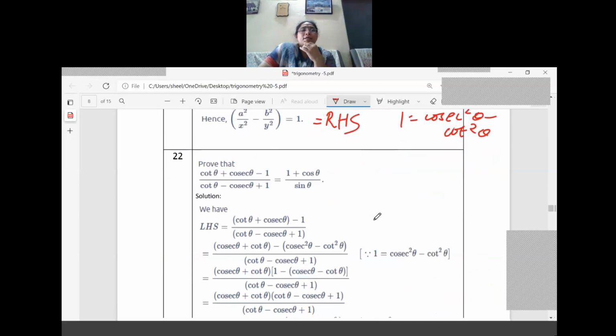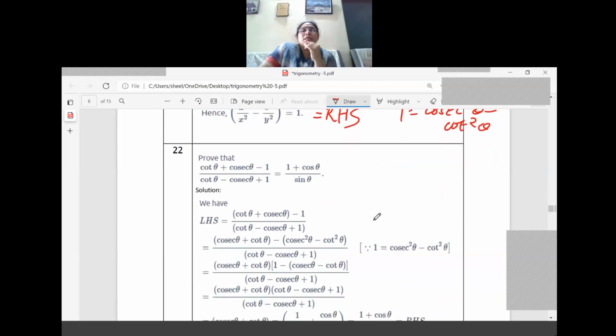Okay, now the next question. Cot theta plus cosec theta minus 1 divided by cot theta minus cosec theta plus 1 should be equal to which one? 1 plus cos theta by sin theta only.